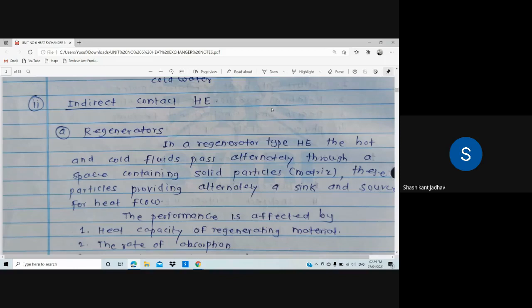These particles providing alternately a sink and source of heat flow. So what is the meaning of this, providing alternately a sink and source of heat flow?